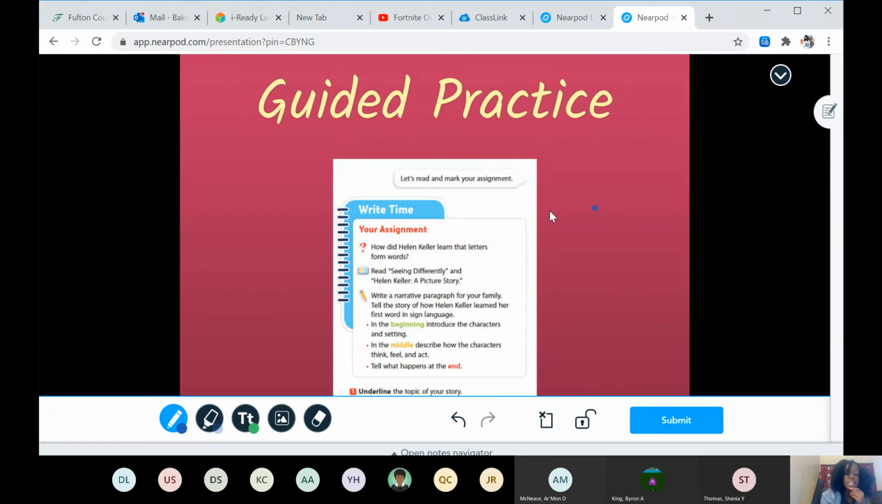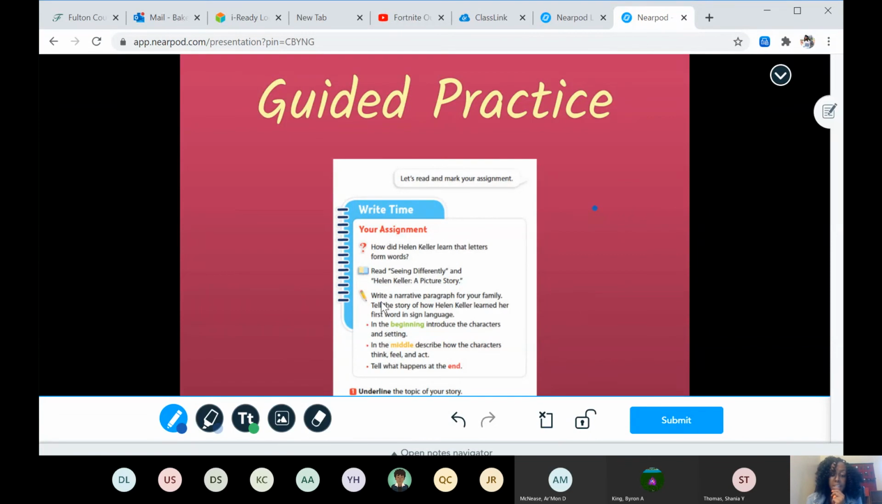Okay, so your assignment is, how did Helen Keller learn that letters form words? We're going to be reading two different stories, Seeing Differently and Helen Keller, A Picture Story. Just like how Ava read those two books about George Washington Carver, we're going to be reading two stories together as well.